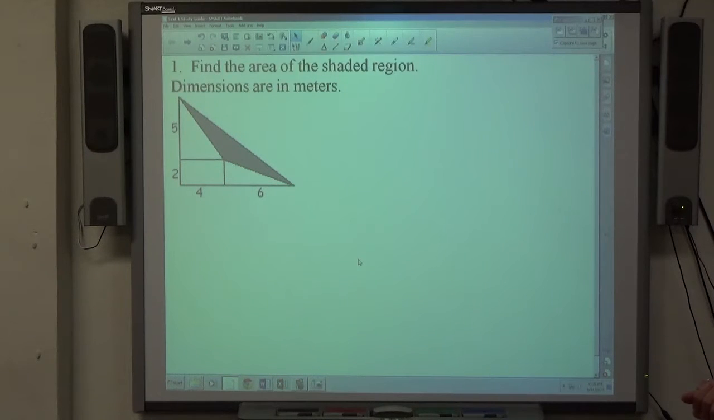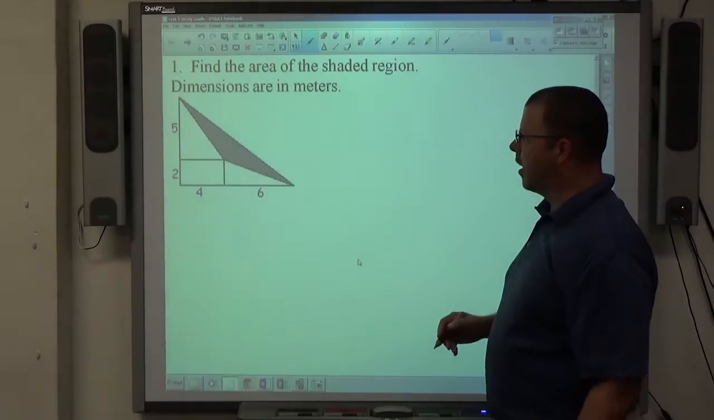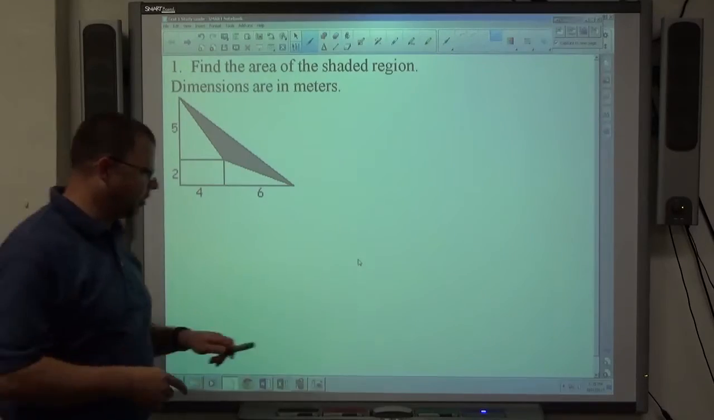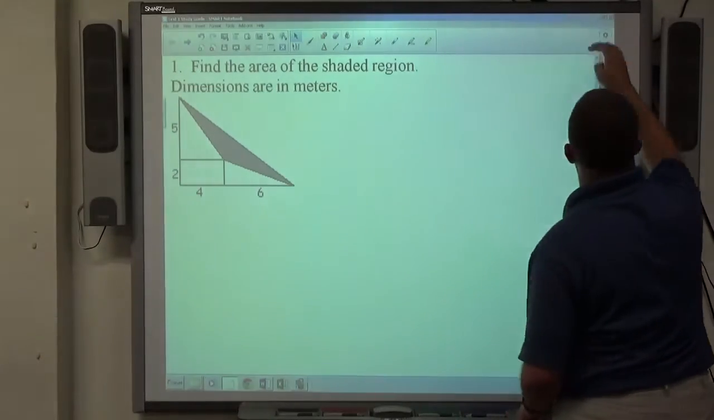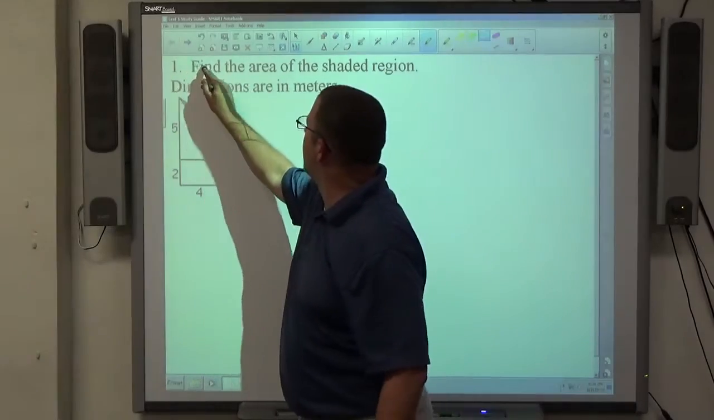Okay, it says find the area of the shaded region. Dimensions are in meters. So job one, just take a look, and every time you do this test or every question that you see, you should focus on the question they're asking to make sure that you found what they're asking for. This says find the area of the shaded region.